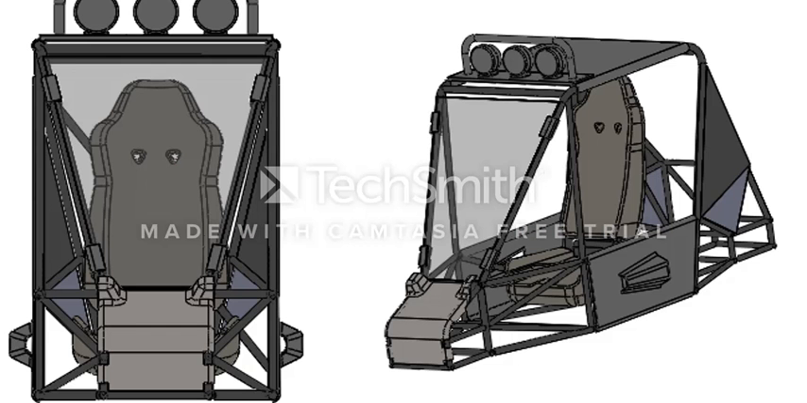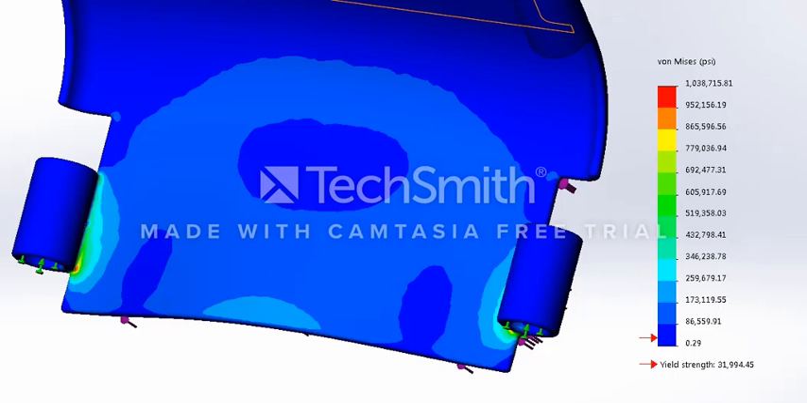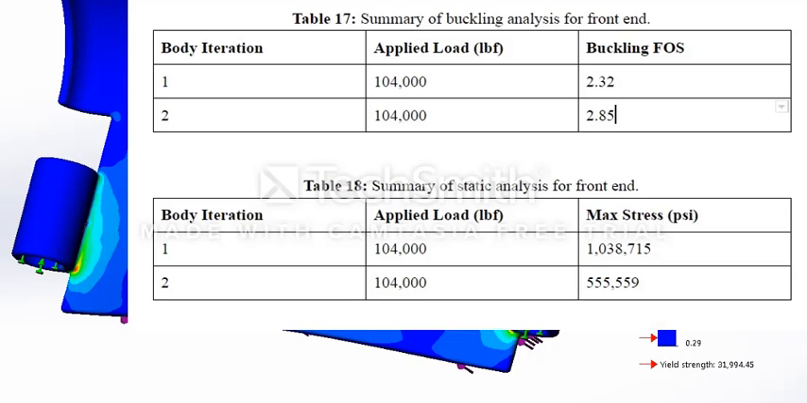Next, we created and analyzed an external body comprised of multiple components. The front end of the body is made of plain carbon steel. Buckling analysis was performed since the component is long and thin. To simulate a 20 mph crash, we added a 104,000 pound load to the front while fixing the interfaces of the mounts. The results show it doesn't buckle.